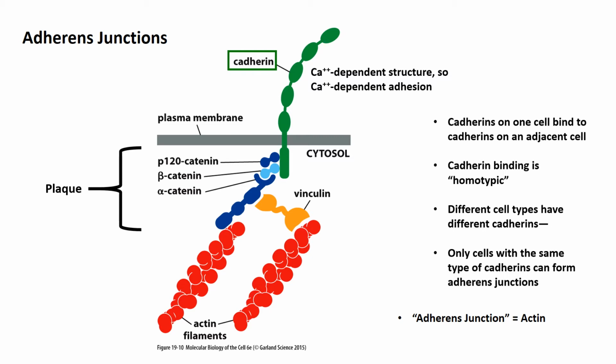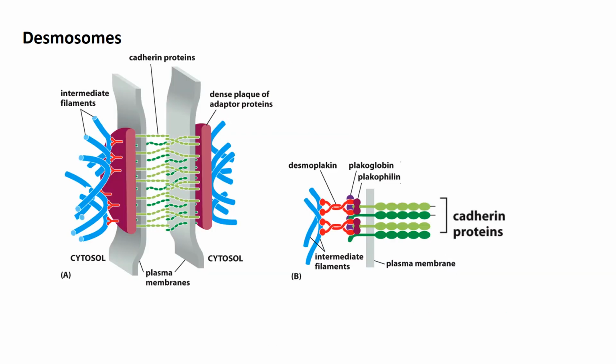Cadherin proteins are not only associated in adherens junctions, they are also involved in the formation of desmosomes. Desmosomes link cadherin proteins via different adapter proteins to intermediate filaments. In epithelial cells, those intermediate filaments are comprised of keratin. Here is a diagram of a desmosome.